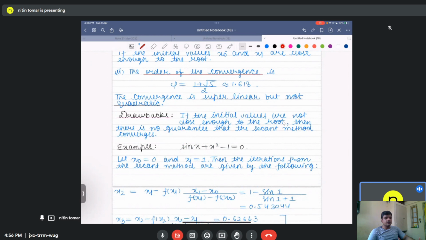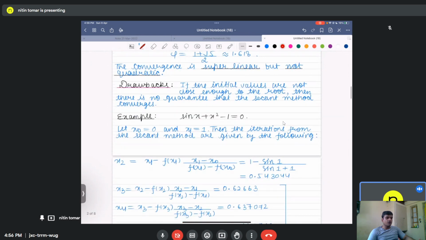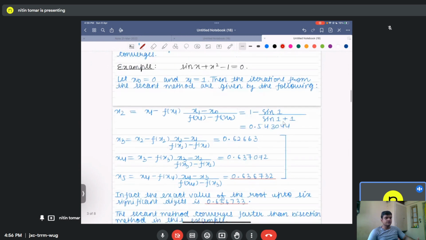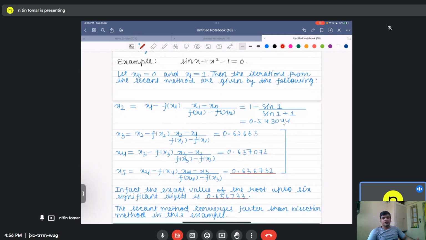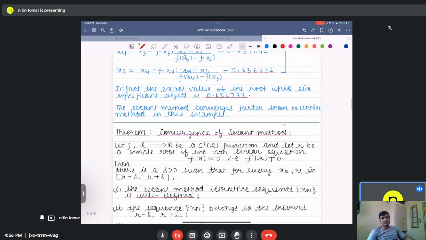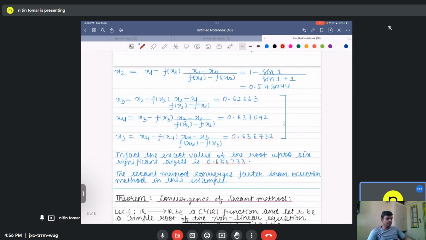We saw some drawbacks, and the drawback is that if initial values are not close enough to the root, then there is no guarantee that the secant method converges. We saw one example, sin x plus x square minus 1. How does it work? Like just the implementation of the formulas.